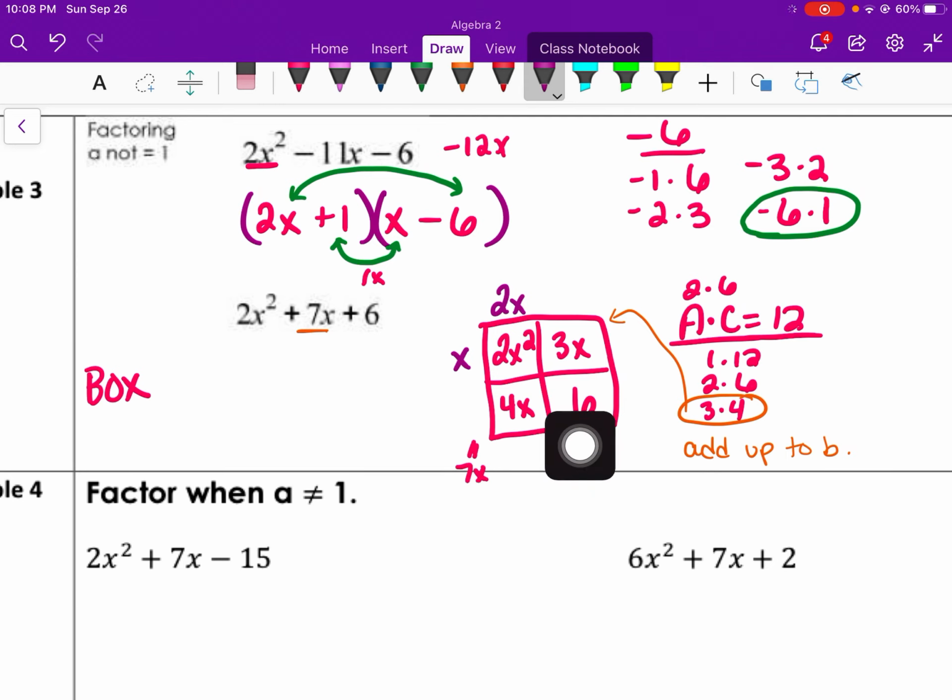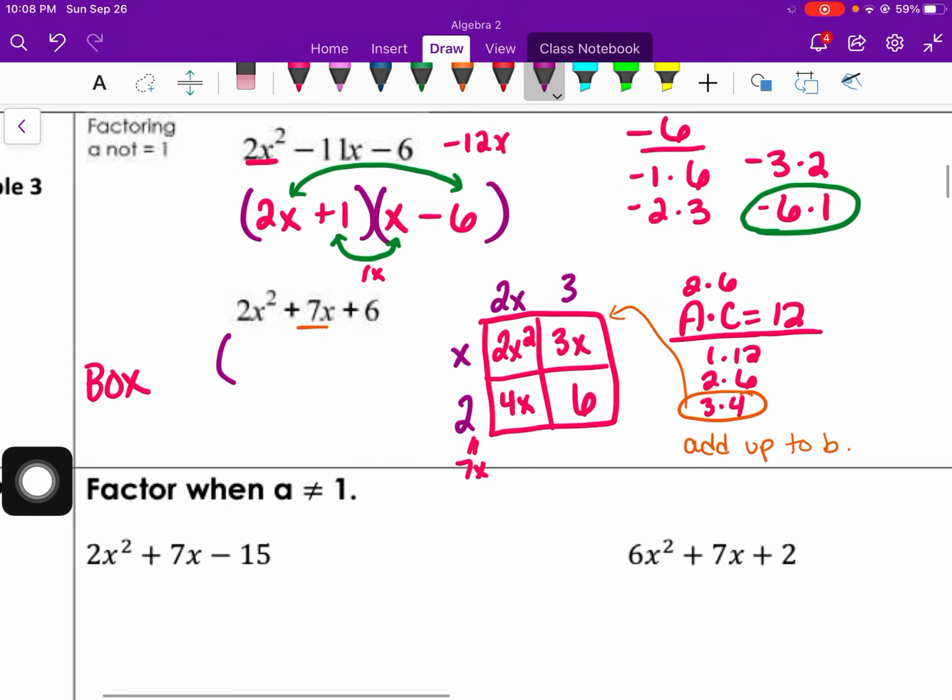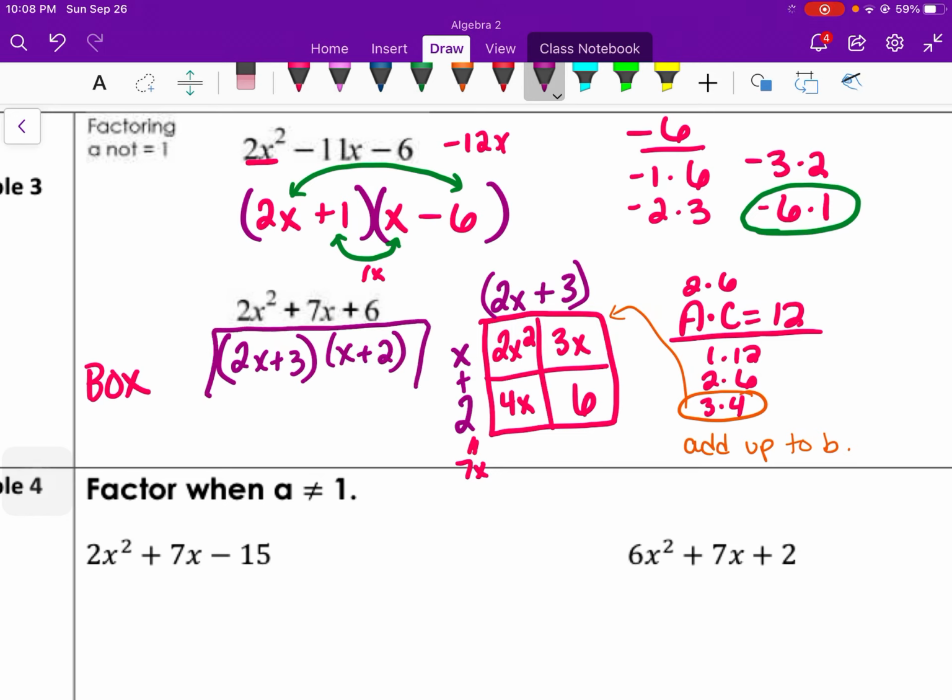You look at this column right here, you can divide 3x and 6 both by 3. Or you could say x times what is 3x, so x times 3 is 3x. 2x times 2 would be 4x. Or looking at this row, you can divide 4x and 6 both by 2. So then your answers, you pull this from your box. Your top factor is 2x plus 3, and the bottom one is just x and positive 2, so x plus 2.